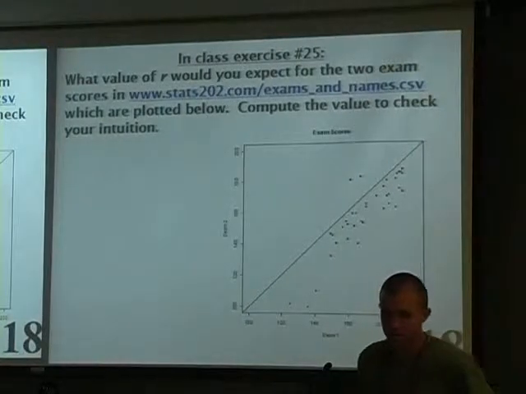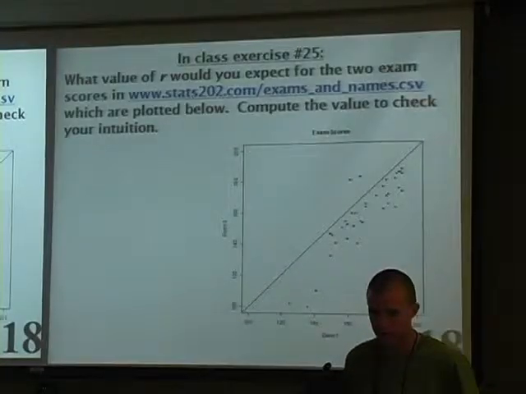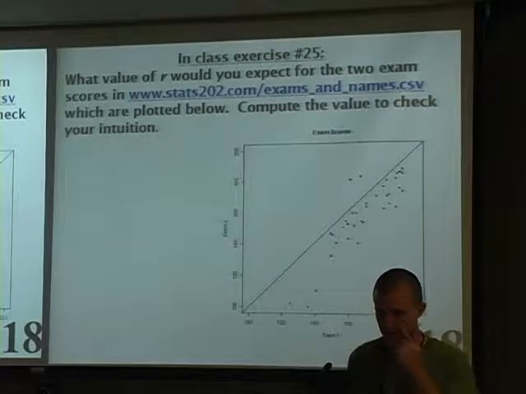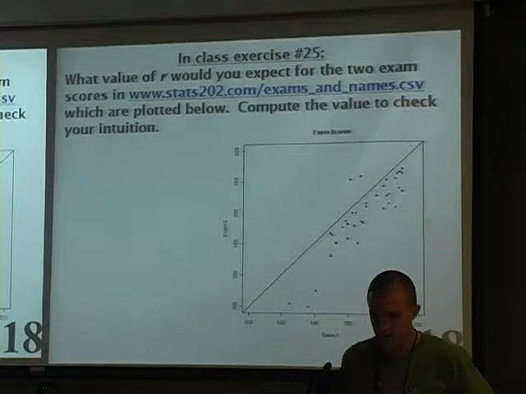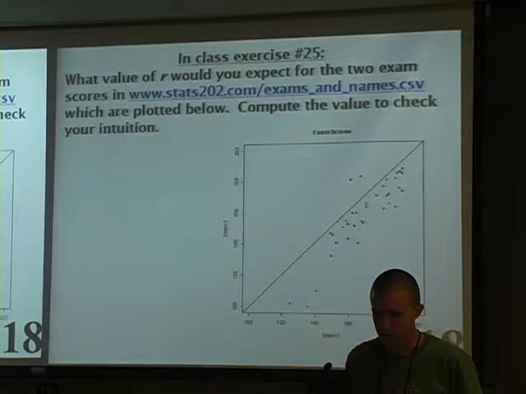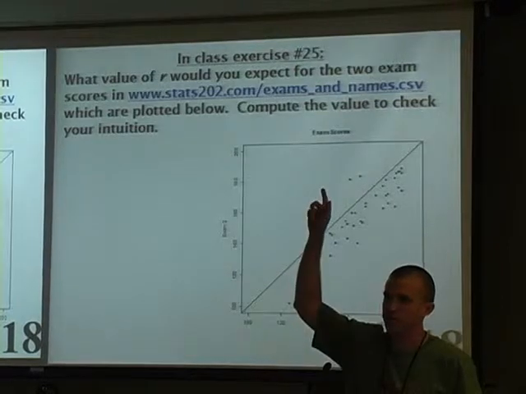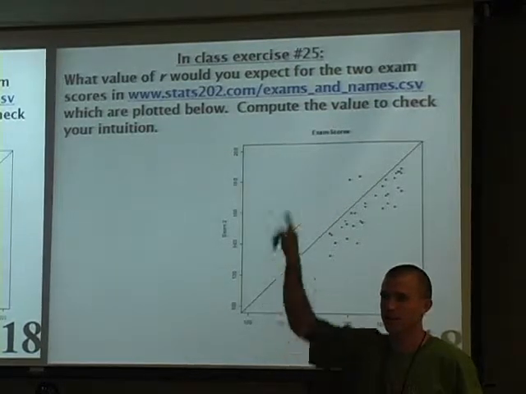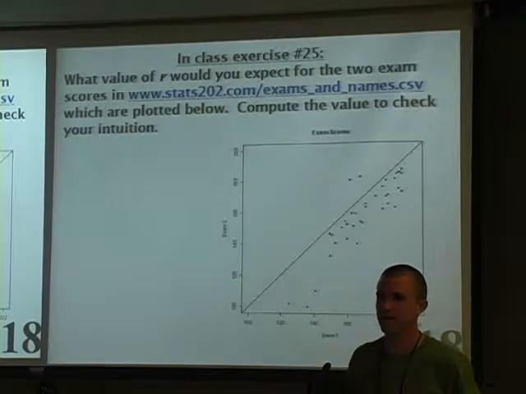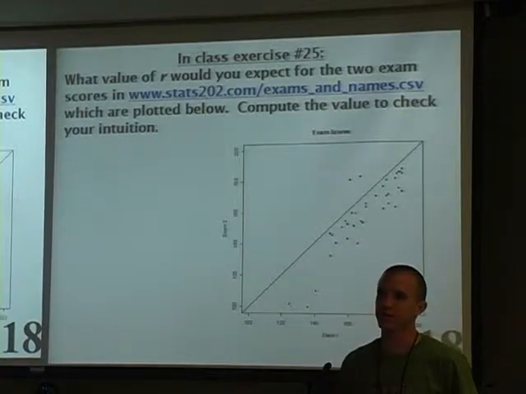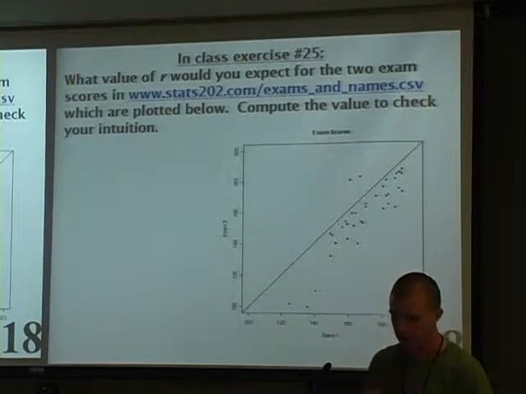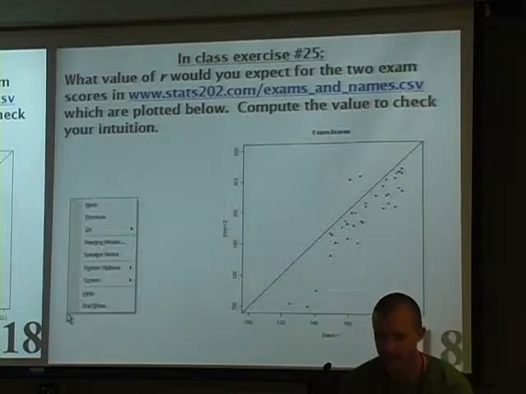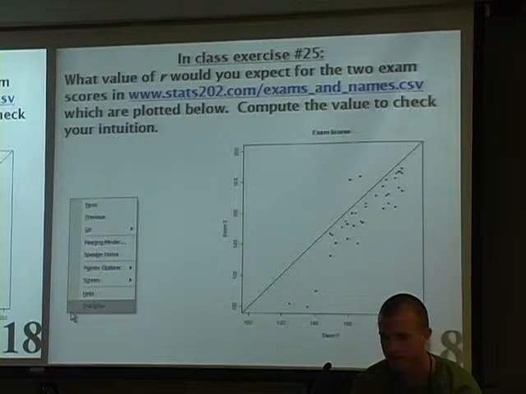This question says, what value of R would you expect for the 2 exam scores which are plotted below? I should have put a question mark there. Compute the value and check your intuition. So who says 0.7? Who says 0.8? Who says 0.9? 0.9s are closest. It's actually 0.89 on this one. Okay, don't be fooled though. That line is not the least squares line. It's the diagonal line we drew before.